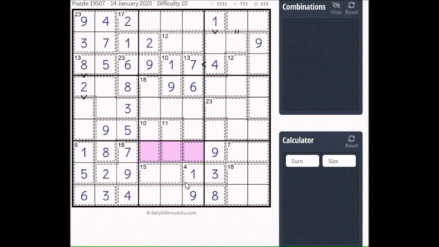Now we have 3, 4, 6. These are 3, 6, so this is 4. So this is 8, 4. What remains here? 3, 5, 6.